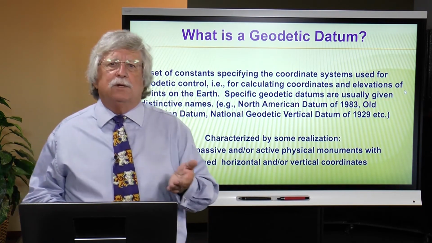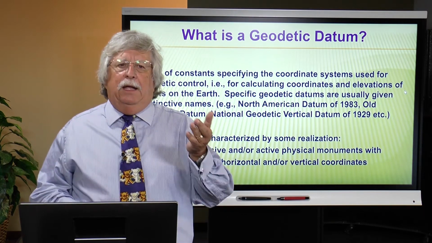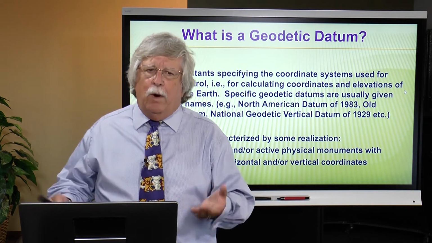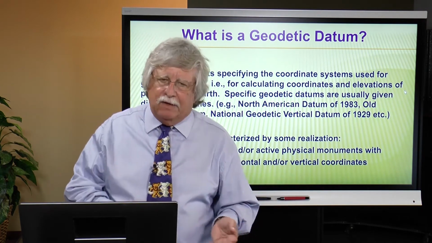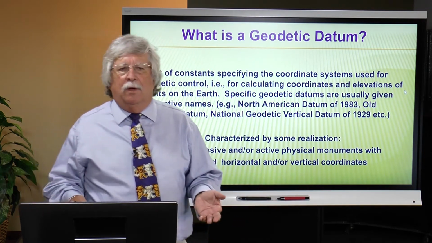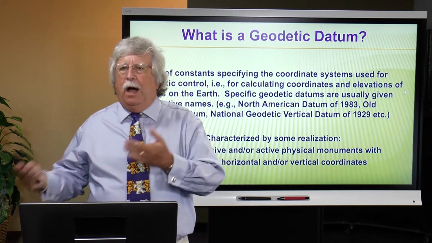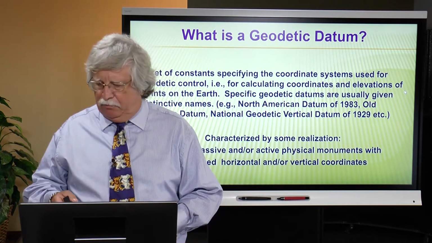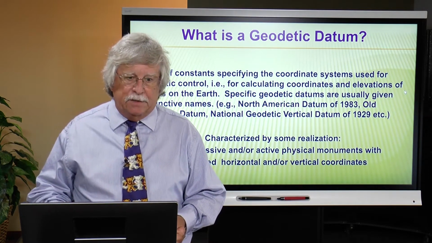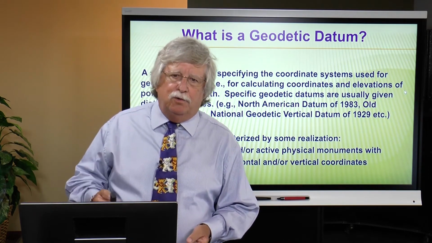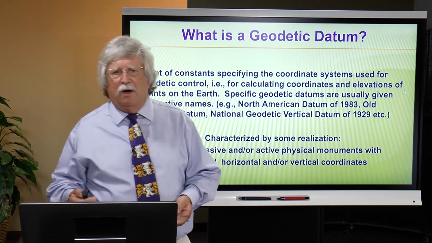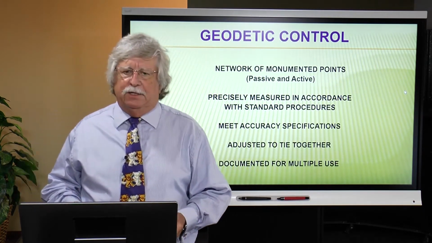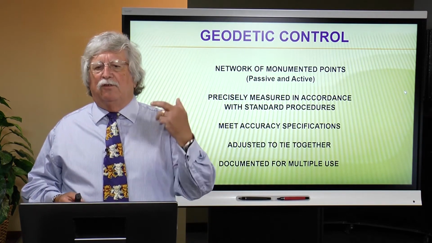And just like the horizontal datum, it's defined by some set of survey monuments, somewhere in which you can go and access accurate heights so that you can produce new heights, whether you're going to do it through leveling or you're going to do it through GNSS observations. So let's take a look at the two specific types of geodetic datums as it relates to this, and the geodetic control that's associated with it.